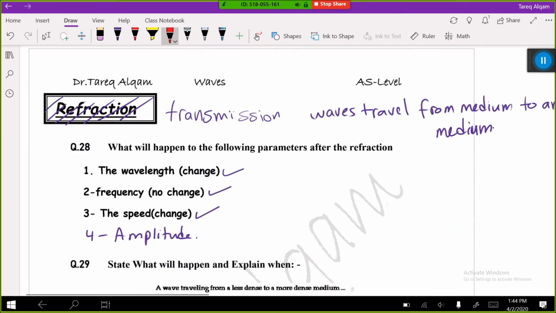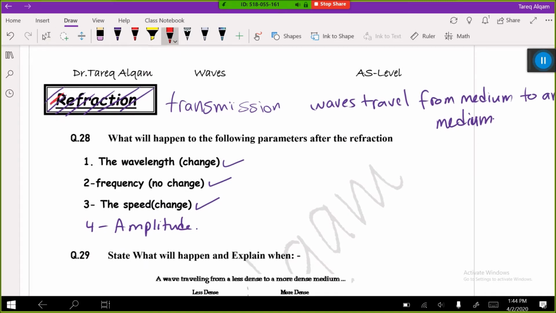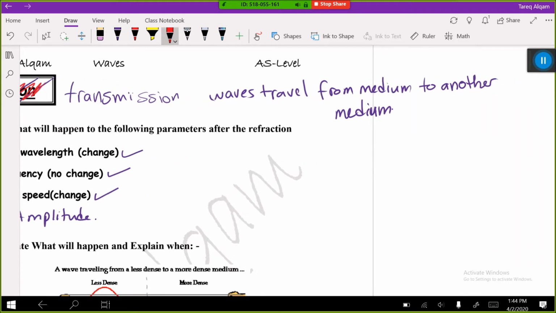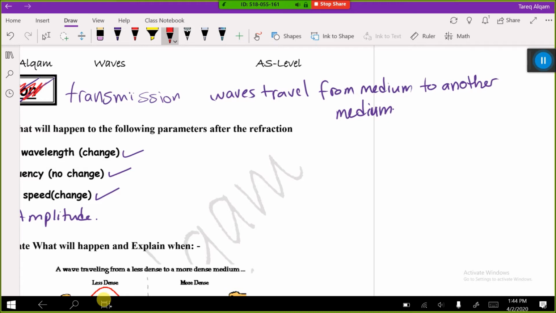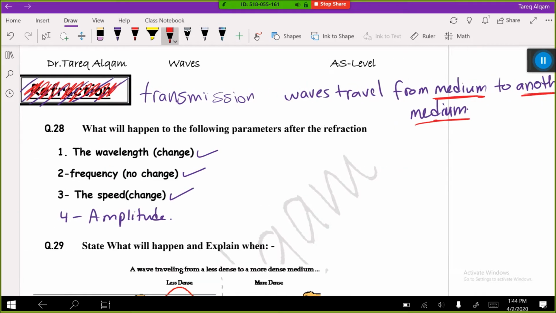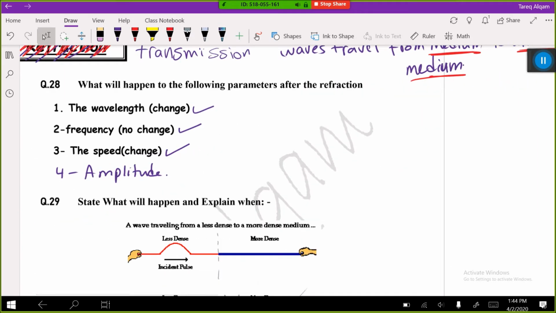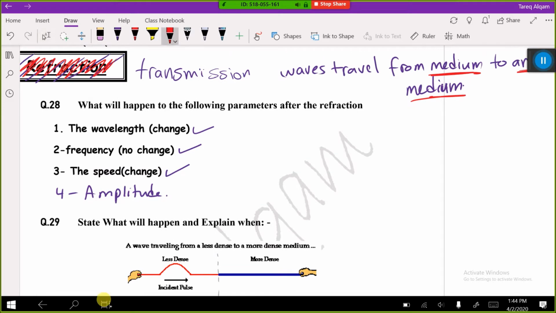Now we talk about, not reflection, sorry, transmission. Transmission, guys, is taking place when waves travel from a medium to what? Another medium. In this transmission, the wavelength will change. Frequency always does not change. Speed will change, and amplitude as well may change accordingly.